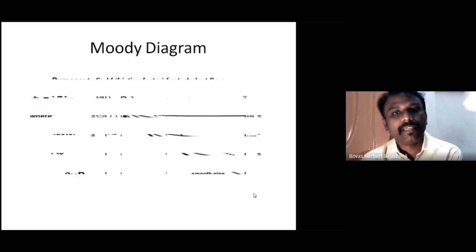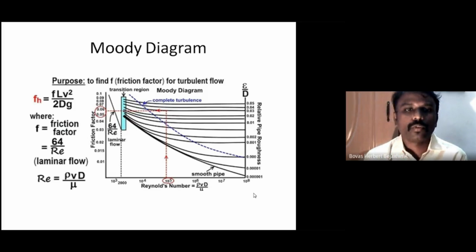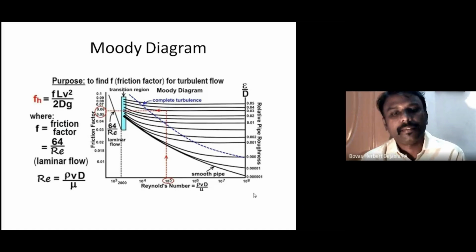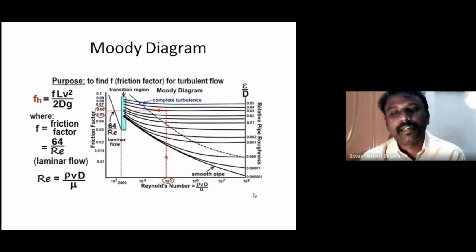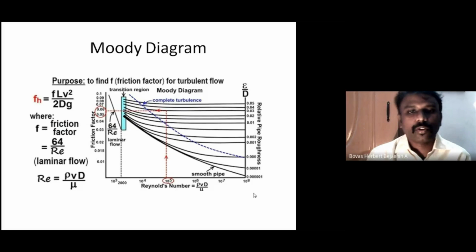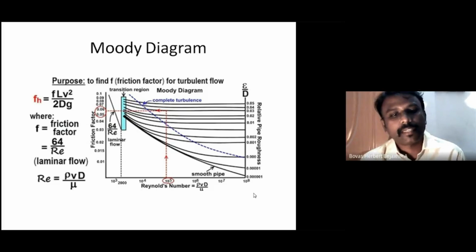Alternatively, the Moody diagram is used for finding the friction factor for turbulent flow. The friction factor is present on the primary vertical axis. On the secondary vertical axis, the relative pipe roughness is mentioned. On the horizontal axis, the Reynolds number is mentioned.